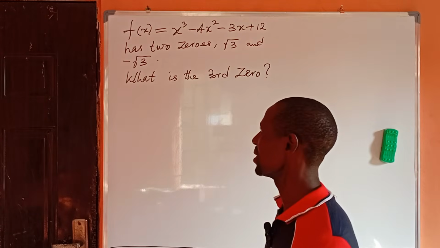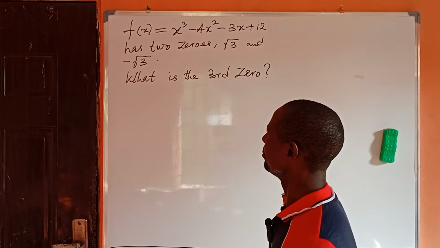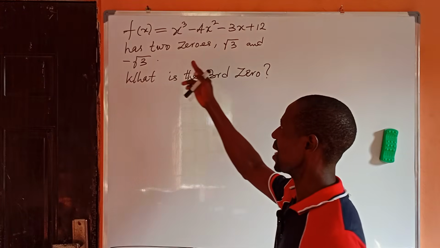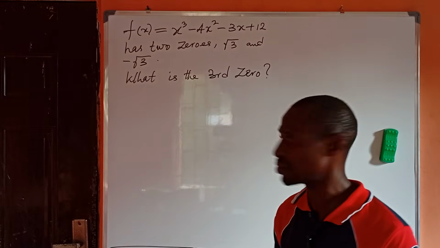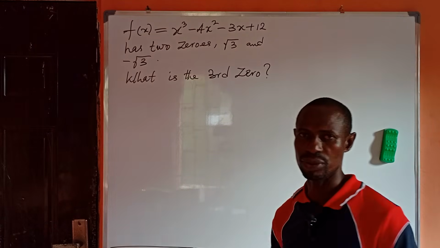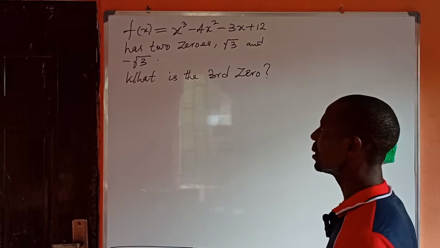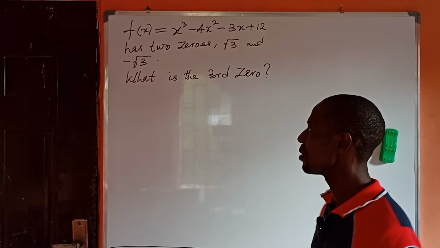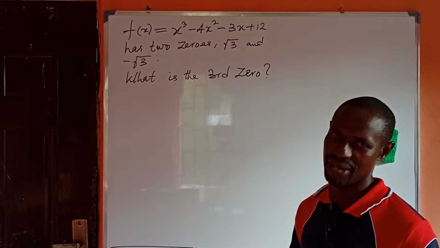Look at this question here. It's a very simple one. The question is: given that f of x equals x to the power of 3 minus 4x to the power of 2 minus 3x plus 12 has two zeros, the square root of 3 and minus the square root of 3. The question now is, what is the third zero?